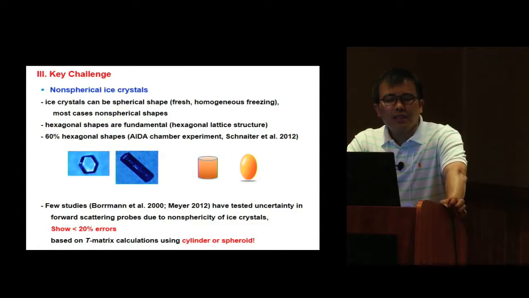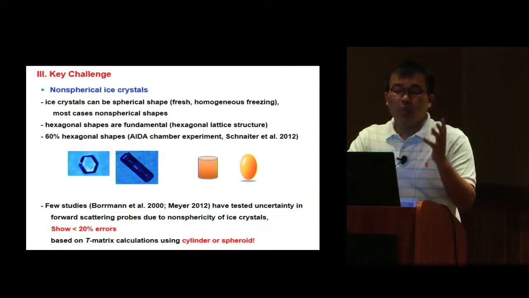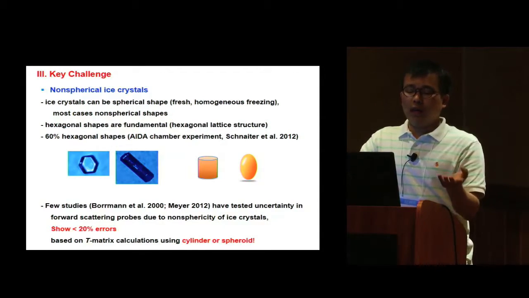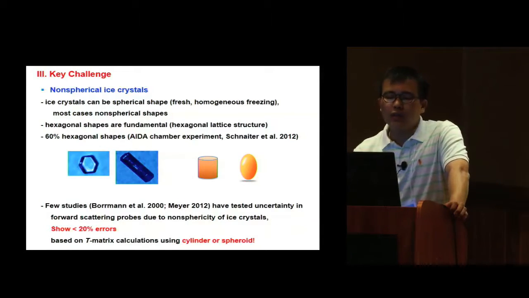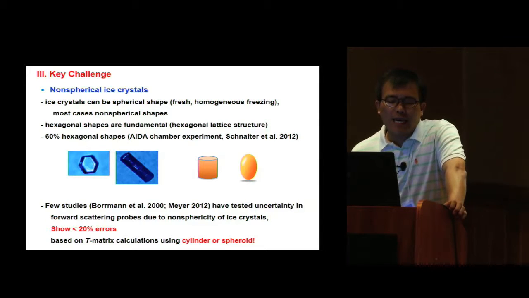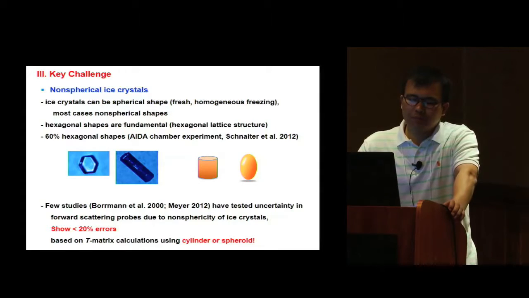Now, ice crystal can be a spherical shape in very, very rare cases, but most cases are non-spherical shapes. For example, hexagonal shapes are very fundamental shapes. That is due to the hexagonal lattice structure of molecules in ice crystals. And in a cloud chamber experiment, 60% of ice crystals had hexagonal shapes in the growth regime.